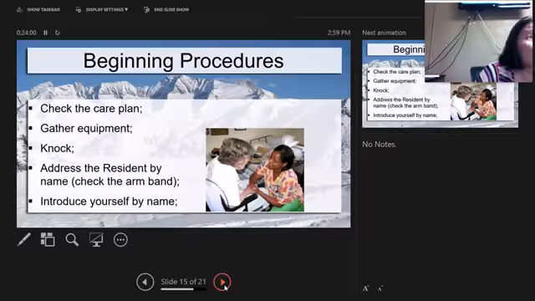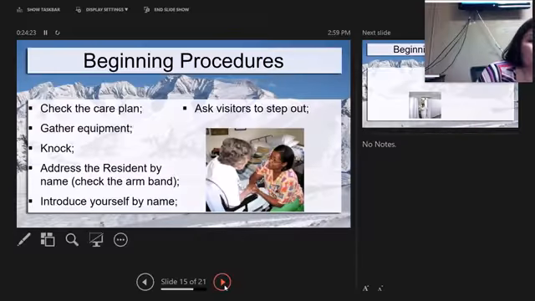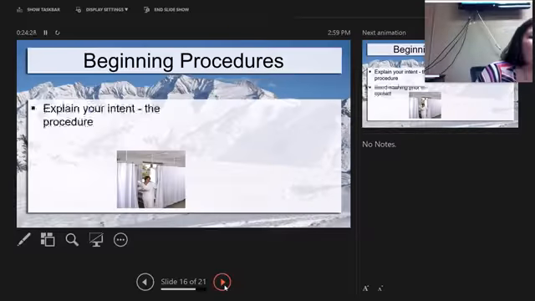Addressing the resident by their name and then checking that second identifier. So like I said, in our facility, it's going to be a picture on their chart. They don't all have name armbands on. But you're addressing them by name, and then you're asking them to tell you their name, or asking them what they'd like to be called, and then identifying them by their two identifiers. Introducing yourself by your name and your title. Asking the visitors to step out if you're going to do something private.